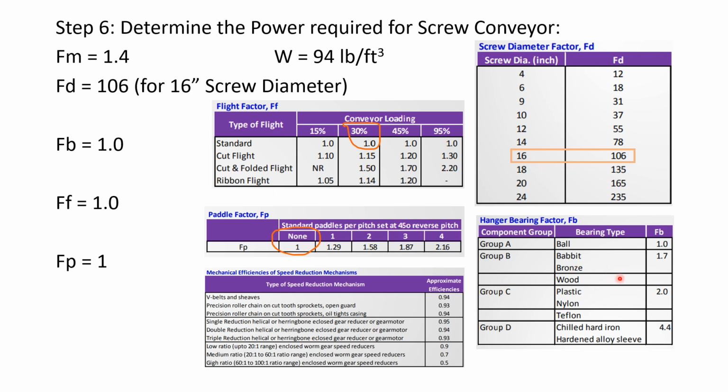So FB, I've taken 1, since I'm using ball bearing. I can take 1, or here also you can take 4.4 as the maximum hanger bearing factor. 4.4 also you can take, and I've normally taken 1 here. So FF, flight factor, I'm using a standard flight because the diameter of the screw and the pitch are the same, and 30% loading, so I will take FF as 1. Otherwise you can change depending upon your selection. And FP is equal to 1, that is the paddle factor, will normally take 1. And as I said, this 0.94 we will take from the reduction factor of the gearbox, for the motor power calculation.